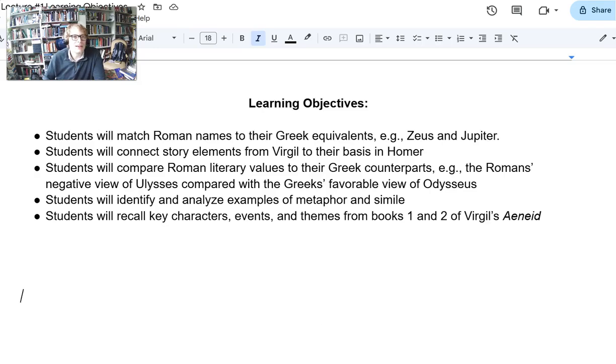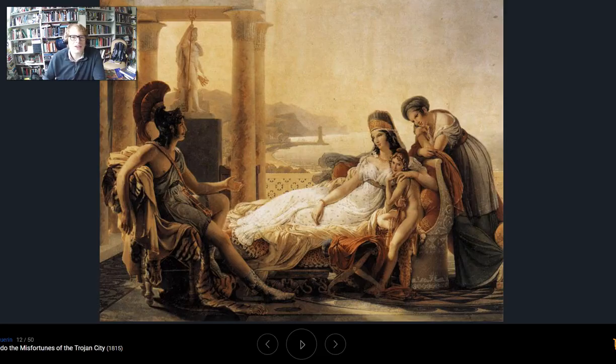So this back here. And here we are. This is a painting from 1815 by an artist named Pierre Narcisse Guérin. He's painted Aeneas tells Dido the misfortunes of Troy. So here we see Aeneas, and he's going to tell his stories Dido wants to hear. And here is Queen Dido listening to the story.